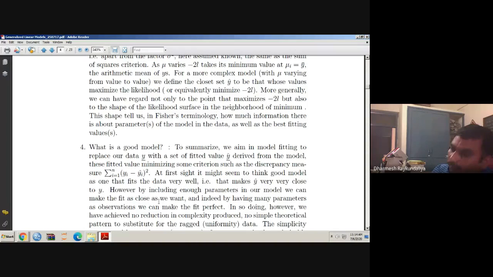But what happens? That fit can always be reached to perfection by adding more variables. In so doing, however, we have achieved no reduction in complexity. So by adding variables in the model, the complexity is not reduced. We have unnecessarily increased the complexity in the data or in the model. And whatever model we are getting, it is complex. It is no simple theoretical pattern to identify the data.